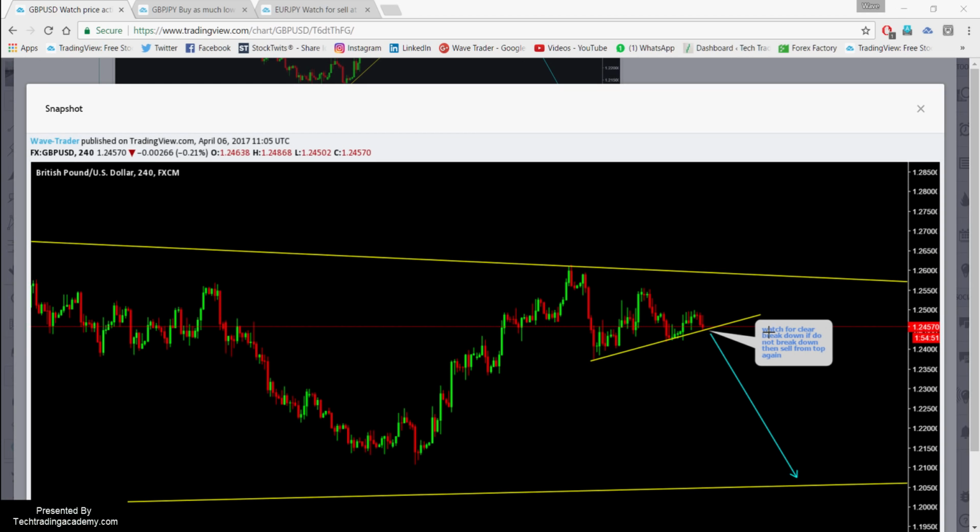Watch for a clear breakdown. If it does not break down, then sell from the top. Where is the top? Here is the top. That is the place where the next trade setup is going to form to the downside. Yeah, the impulse price is just changing the formation. We were anticipating that it is going to change that flag formation.